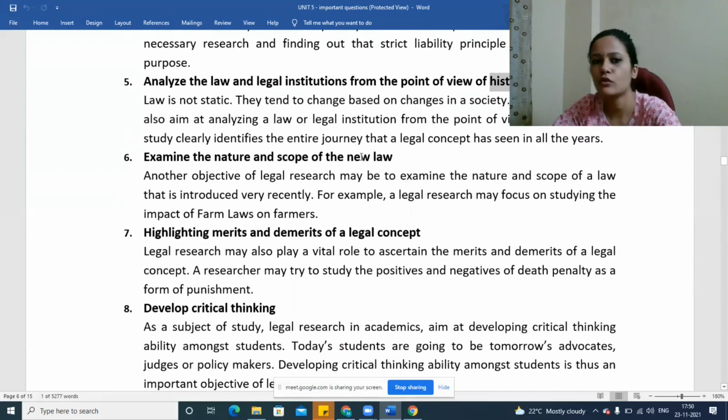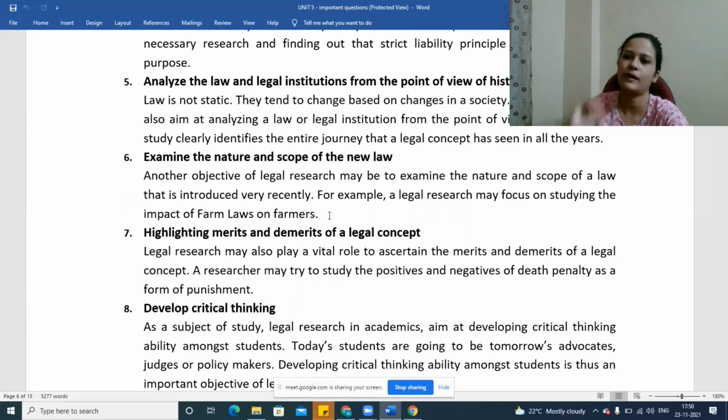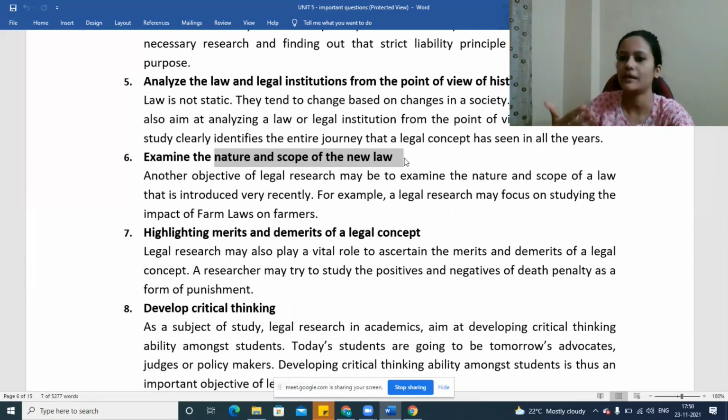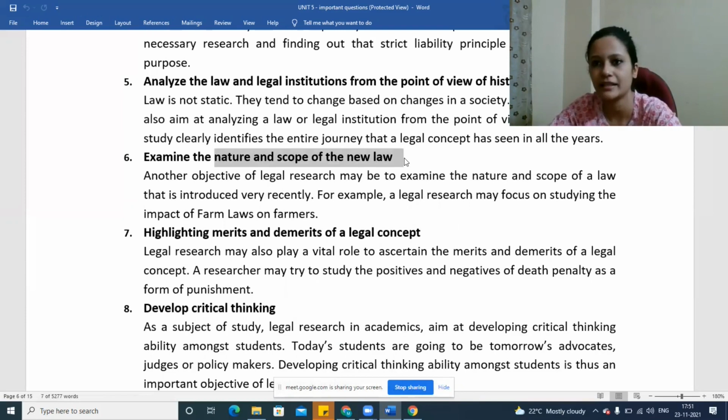Examine the nature and scope of new law. So when a new law is introduced, like these farm laws, people did so much research. What all things are there? What it talks about, what it does not talk about, everything was discussed. That means they are clearly understanding the nature and scope of a new law, where all it applies, whom all it will be affecting, and all that stuff. That is how farmers came to know that we are the ones who will be majorly affected by this legislation, and they came forward to protest against it.